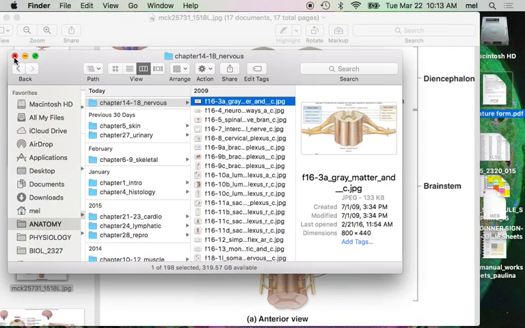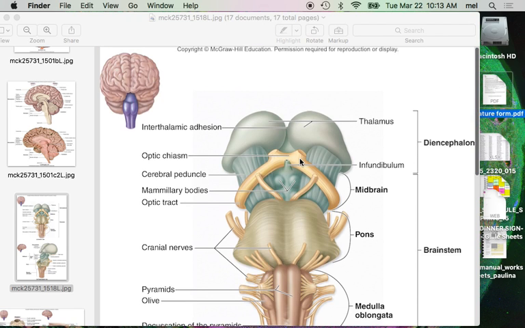Okay, so where we were is, remember we had just talked about the diencephalon, and I know it's been a while, and I know that term is not particularly meaningful unless you've learned it. So do you remember what the parts of the diencephalon are? Thalamus, hypothalamus, epithalamus, including the pineal gland, right?